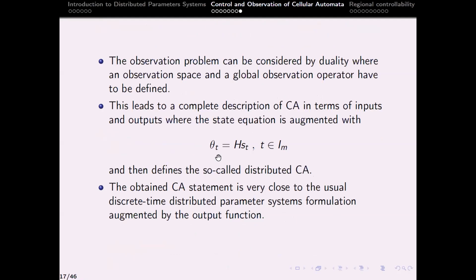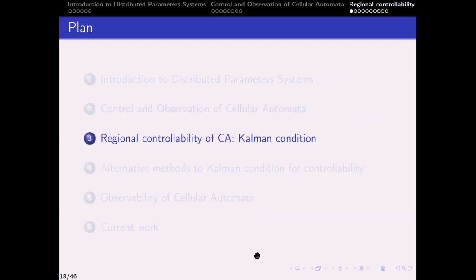In the same sense, we don't know exactly the state ST of the system, but we have only an observation, a partial knowledge of the system. This is through an operator H, which is the observation operator. And these two will play the same role as the operators B and C in the DPS. Then the obtained CA statement will be very close to the usual discrete time distributed parameter systems augmented with the output function. And all the concepts will be studied according to these two operators.